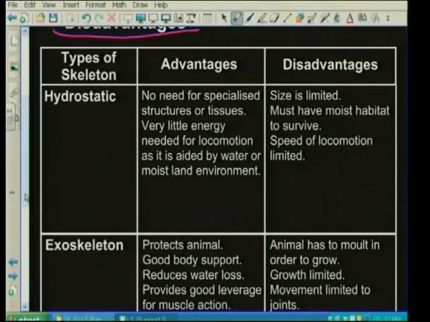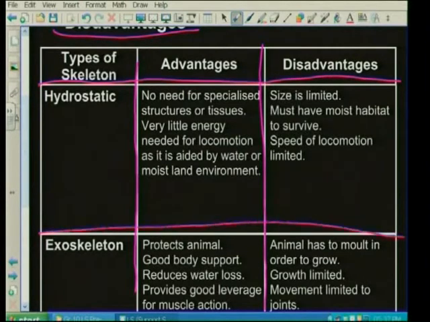You'll notice again, when we're looking at any table that we draw in life science, we will draw columns. Here's our first column going down that way, second column going down that way, and we have some rows going across that way. So in the first column, we talk of the type of skeleton, and the first one that we stop at is the hydrostatic skeleton. We don't need to explain what a hydrostatic skeleton is, because we've just done that.